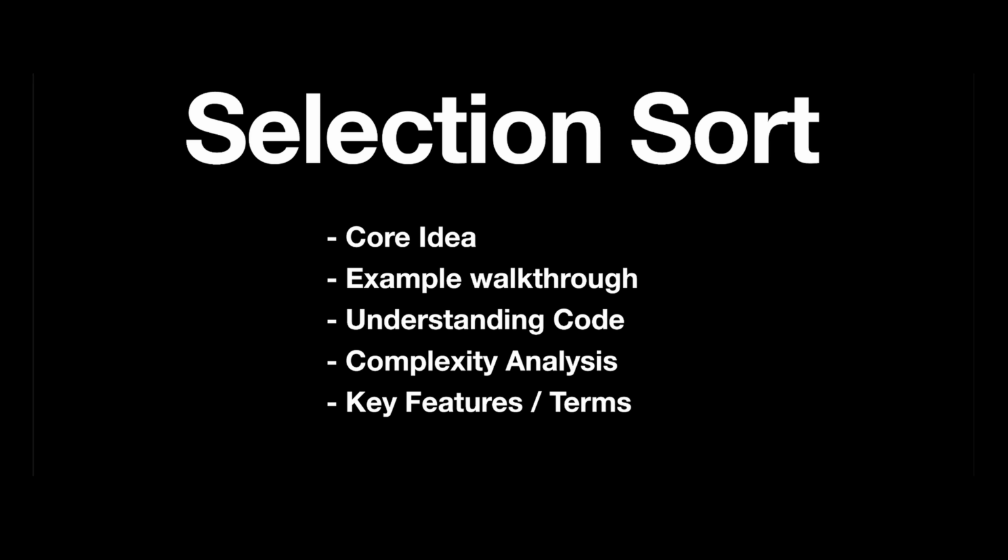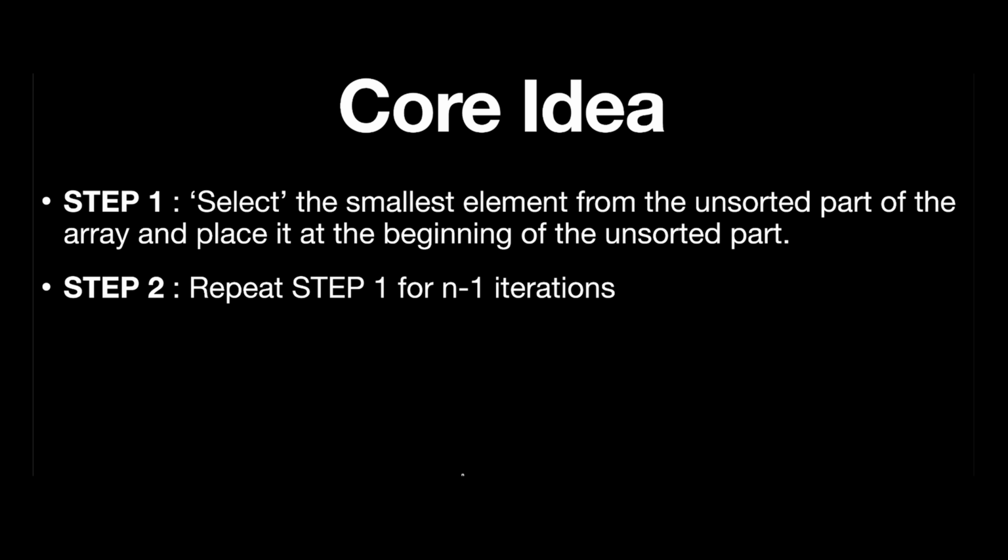And in this video, we will be looking at it step by step so that we break down the core logic and understand how that works. So the core idea of selection sort could be divided into two simple steps. The first step is that we will be selecting something, right? As the name selection sort suggests, we will be selecting the smallest element from the unsorted part of the array and we will place it at the beginning of the unsorted part.